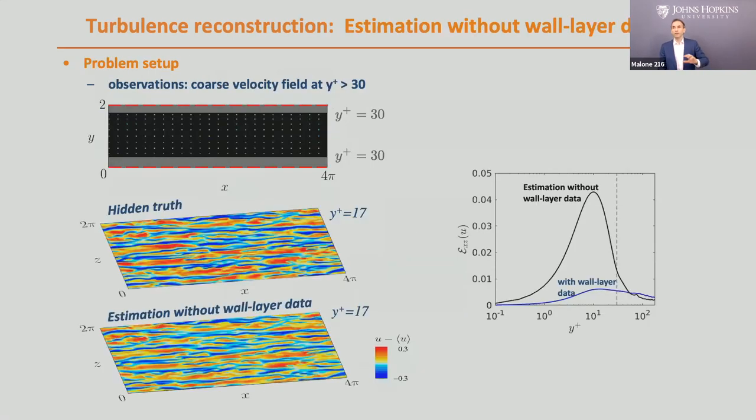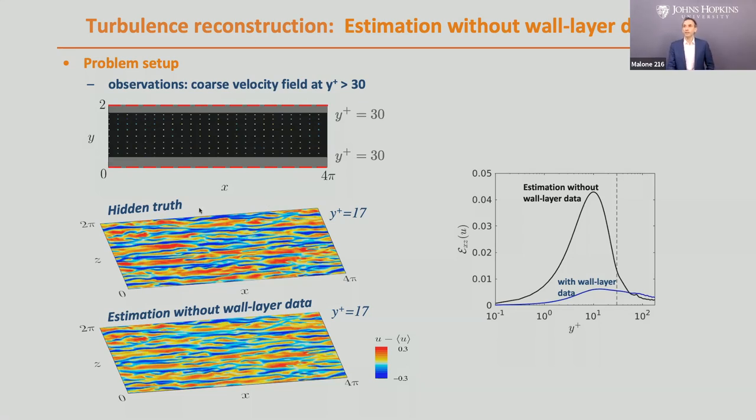Now, we can make this problem more challenging by saying, let's remove a wall layer. Let's say we have these underresolved measurements in the bulk of the flow, but in an experiment, I might not be able to measure anything below y plus equal to, let's say, 30. So now we're missing an important dynamical region where you have significant turbulent kinetic energy production. So we do the same exercise and try to predict the initial condition at full resolution that explains the data.